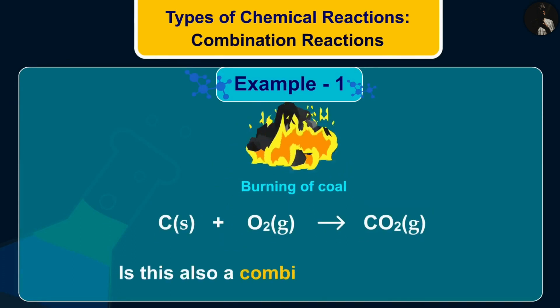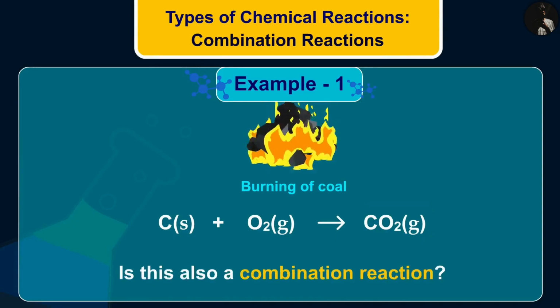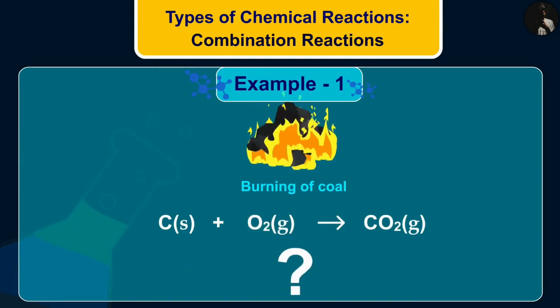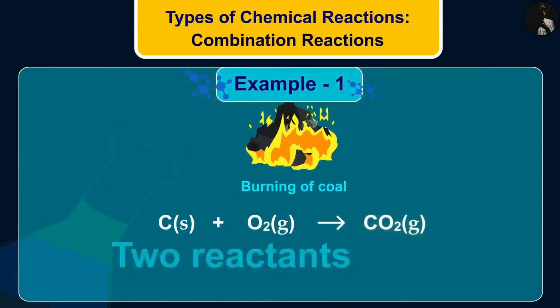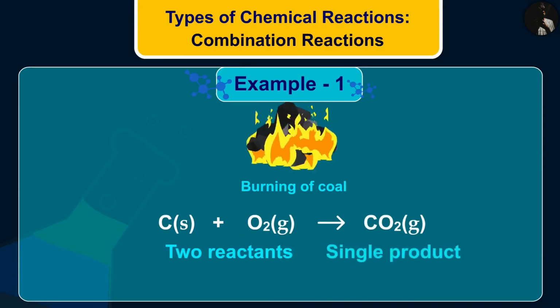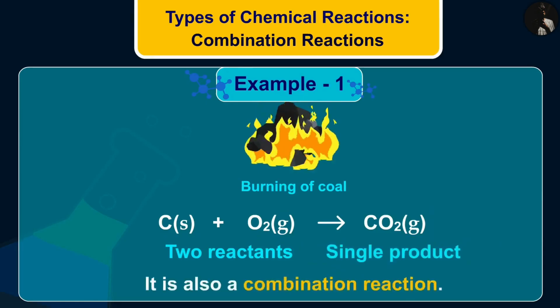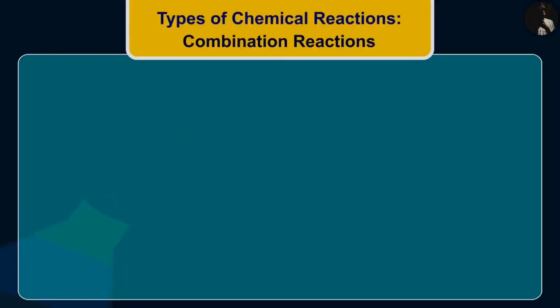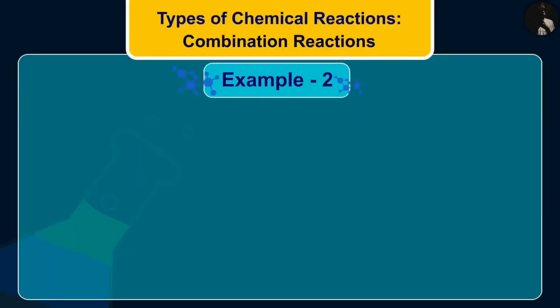Is this also a combination reaction? Why? Because two reactants, that is, carbon and oxygen, are combining to form a single product, which is carbon dioxide. Hence, it is also a combination reaction. Let us discuss one more example of combination reaction.